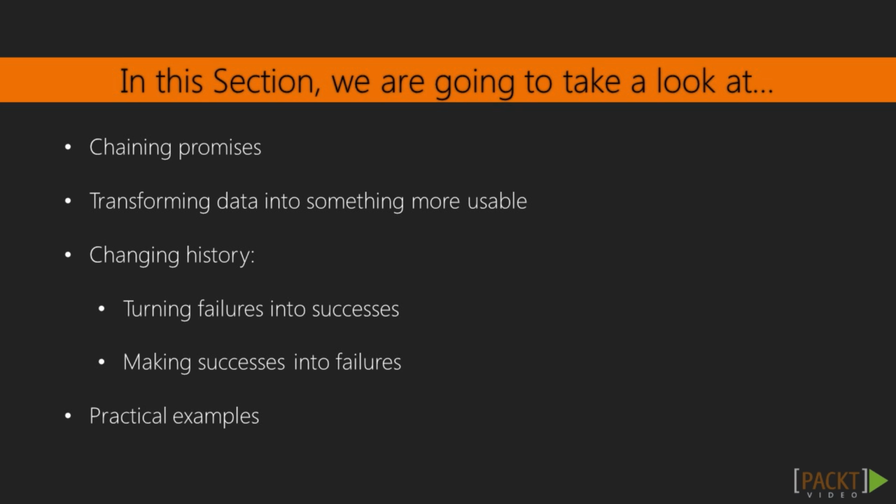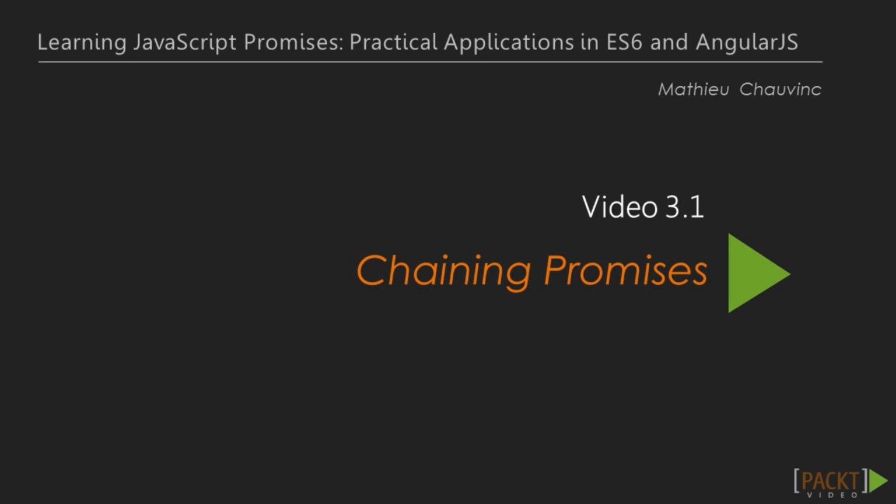Next, we will learn to transform data or promise resolution value to make it more usable for the next process. Then we will look into 2 features that are similar, where we will turn a promise that was resolved into a rejected one, and in reverse, we will also make a reject into a resolve. But let's start off by building a flow of asynchronous processes.